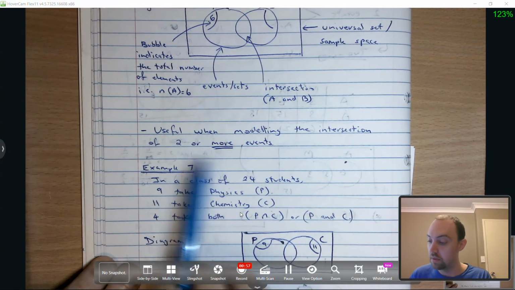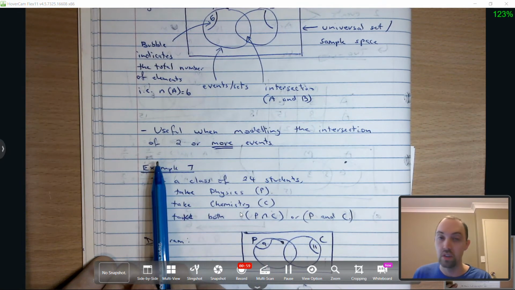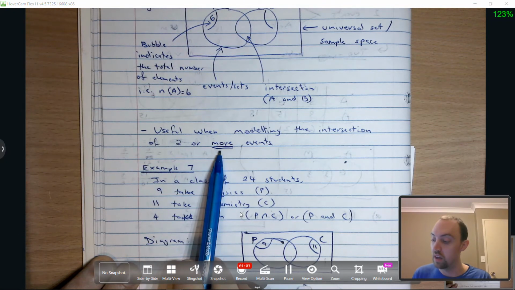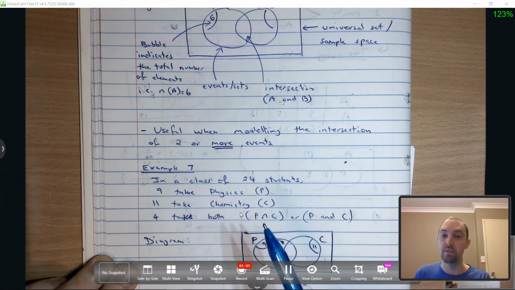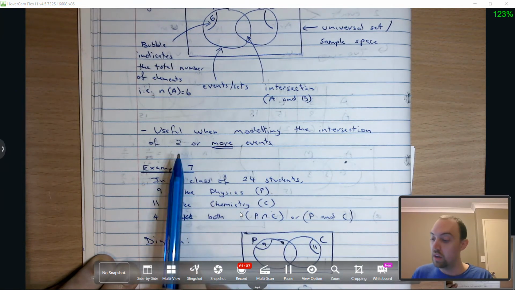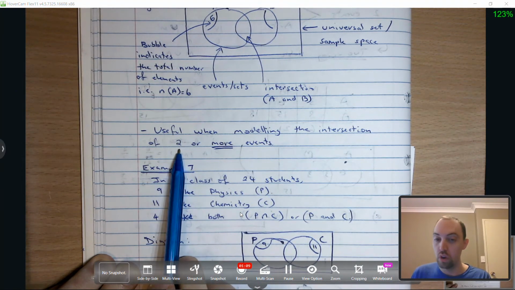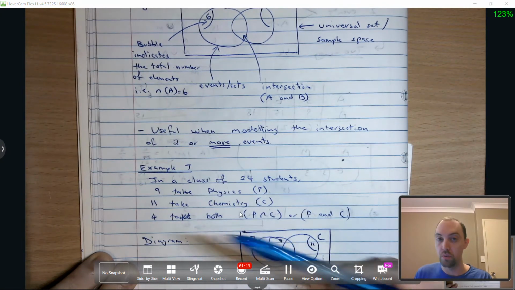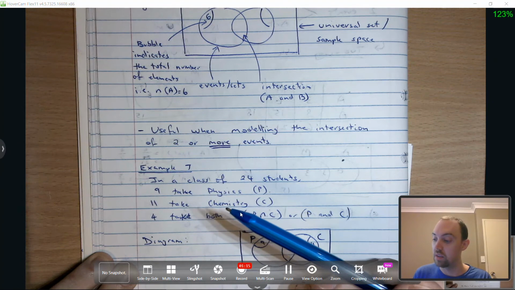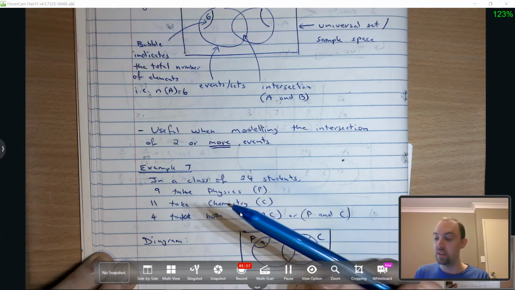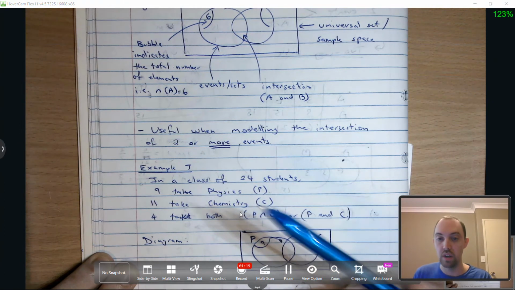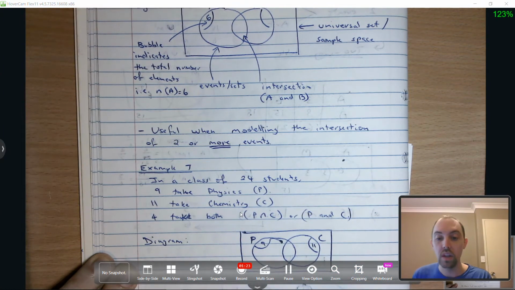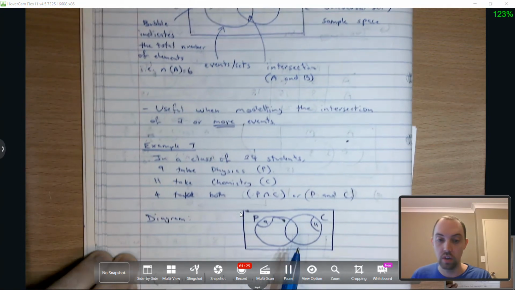Now, Venn diagrams are useful when we're modeling the intersection of two or more events. I had a question the other day where they asked, why are we learning Venn diagrams? When there's only two circles, a two-way table can be used, which I'll give an example of a little bit later. But when there's three events or characteristics occurring, a two-way table doesn't cut it anymore. So Venn diagrams are the way we're going to go. Let's give this a shot.